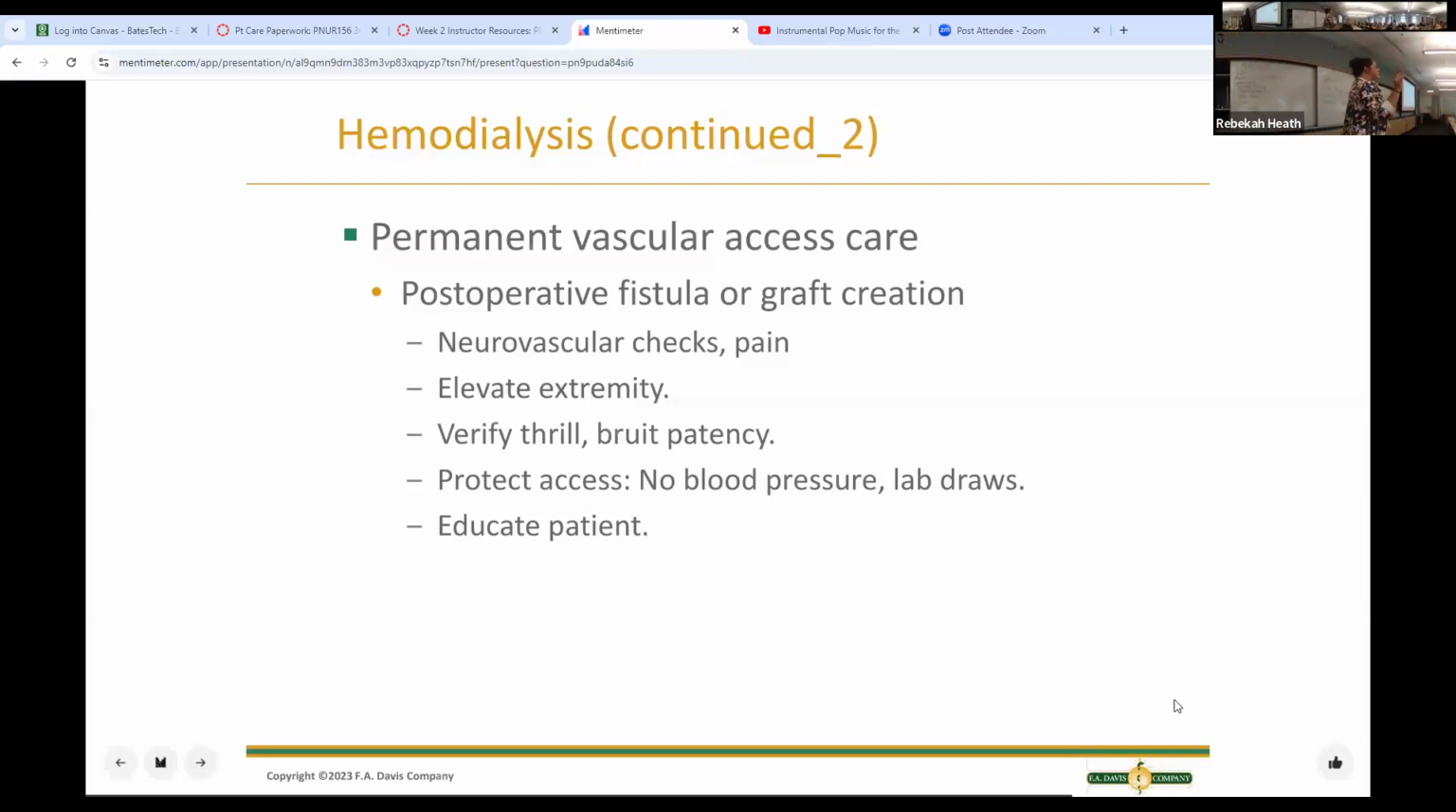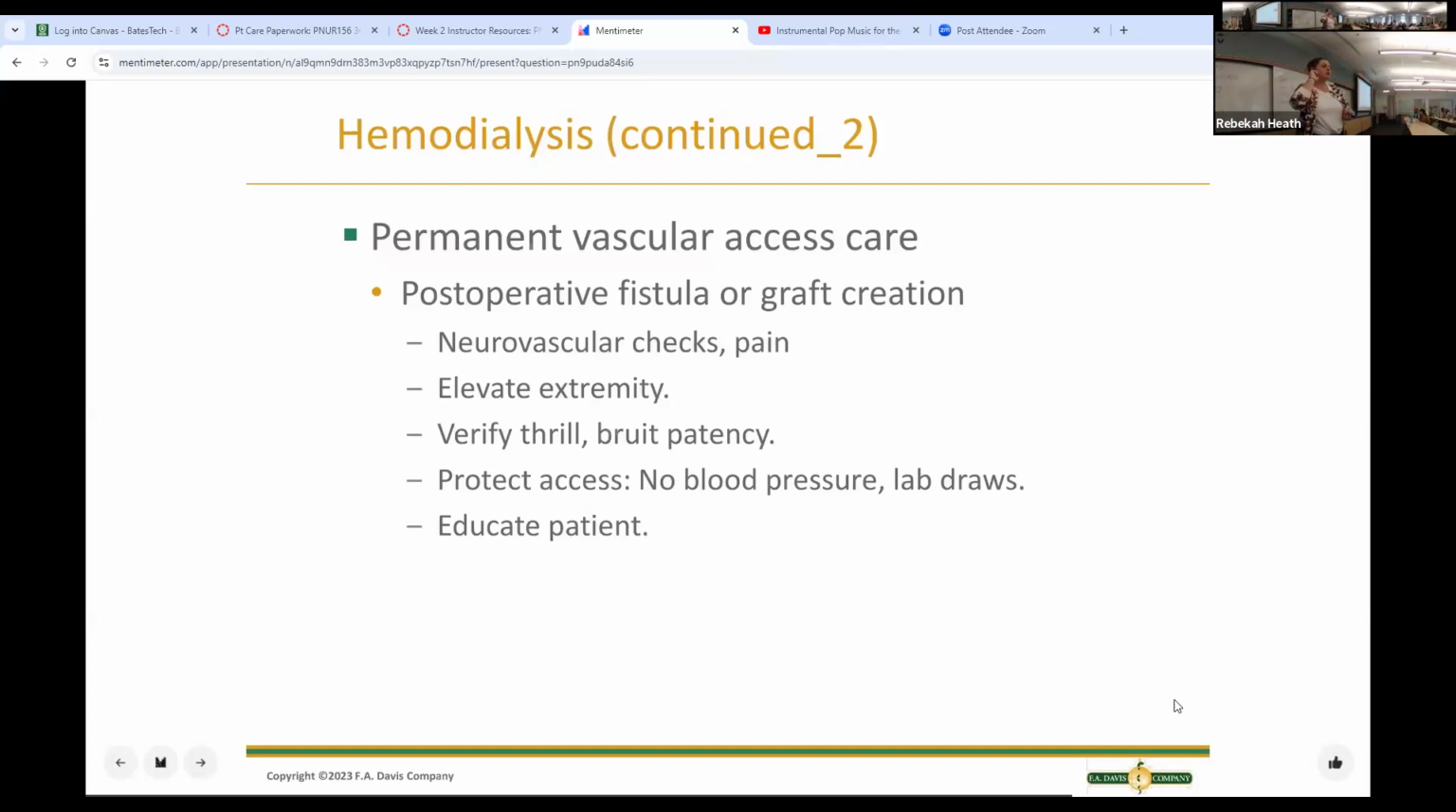So we're going to do neurovascular checks on that arm, make sure that they have good sensation and good refill. We also check their pulses in general: is there still blood going through? Then when we look at the fistula or graft itself, we look at thrill and bruit. The thrill is what you feel. I feel a thrill. You feel it, and you're going to feel that it's turbulent blood flow.